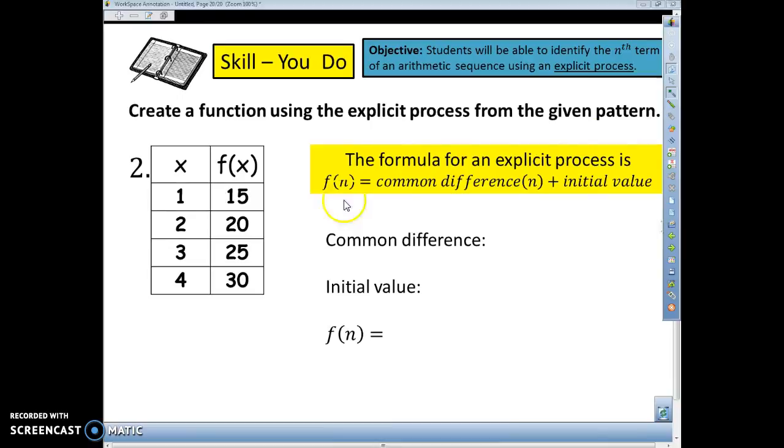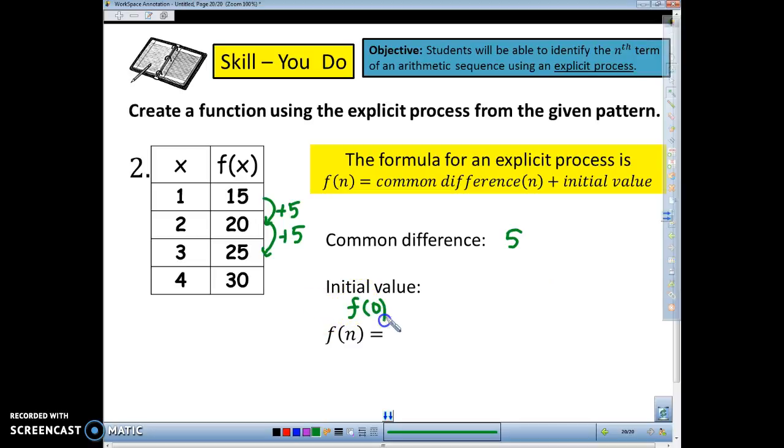Example 2, we again want to do the same thing. I need to identify the common difference. Looking at these patterns, I can tell that this sequence of numbers is just adding 5 every single time. So my common difference is 5. My initial value, that is the 0th term, that is f of 0. Notice I don't have 0 here, but it's going 1, 2, 3, 4. So the 0th term would be essentially up here. Again, I can go the other direction, so that would be 10. My initial value is 10.